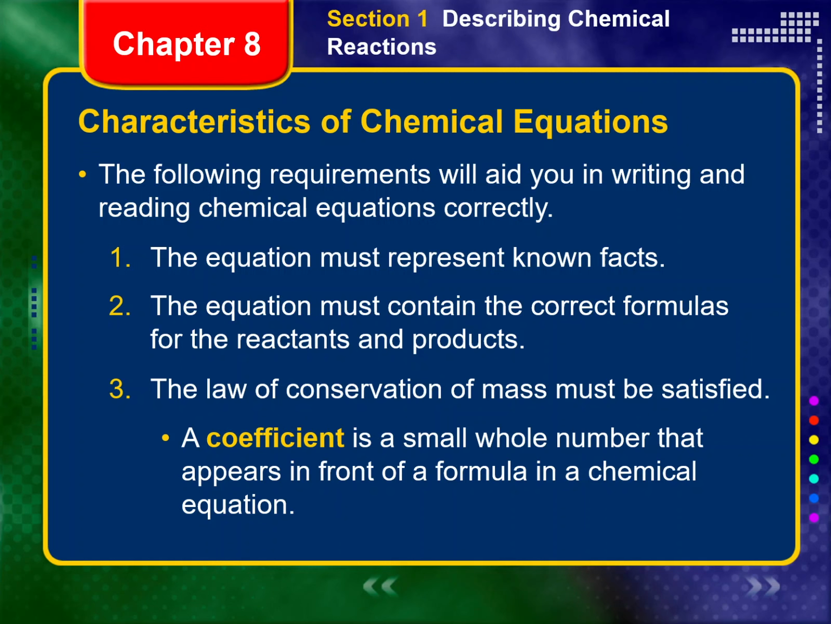A coefficient is a small whole number that appears in front of a formula in a chemical equation. Placing a coefficient in front of a formula specifies the relative number of moles of the substance. If no coefficient is written, the coefficient is assumed to be 1.